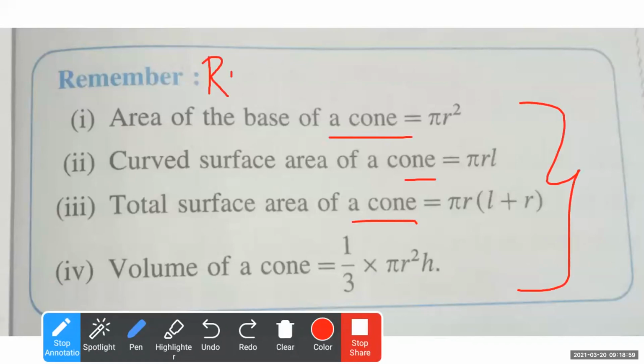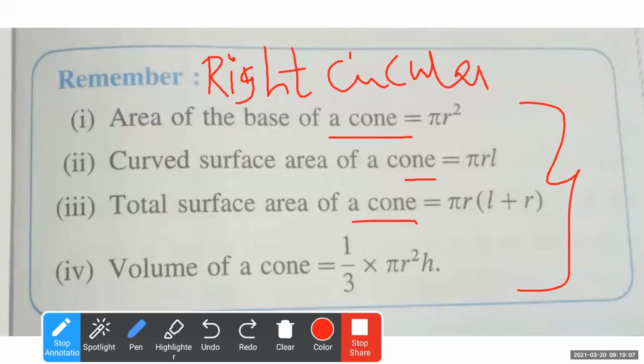These are the formulas of a right circular cone, or simply cone. Now all of you are familiar with the cone. All must be eating ice creams.